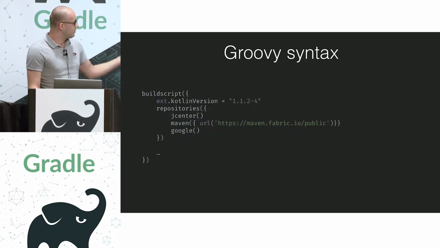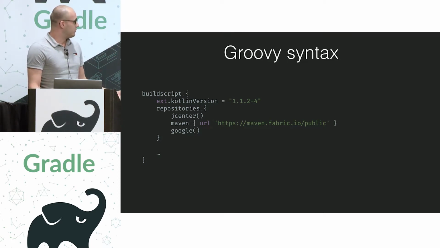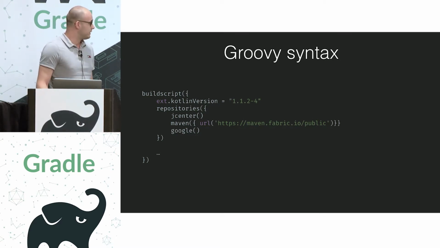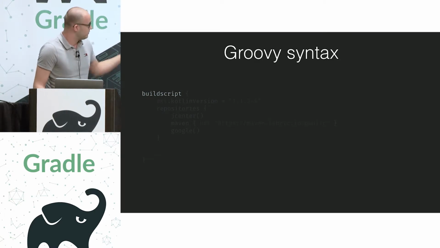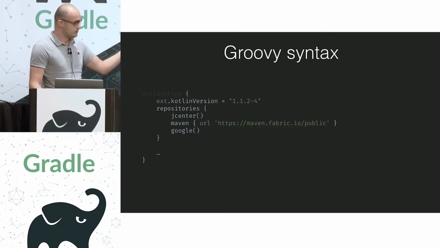So what we could write like this with all the parentheses, we usually don't. We omit them and we get this nice DSL. So it's just important to remember that every time we see a keyword or word and a closure, it's usually just a method call. So if we see a build script and a closure, then this is a method which has a closure passed.